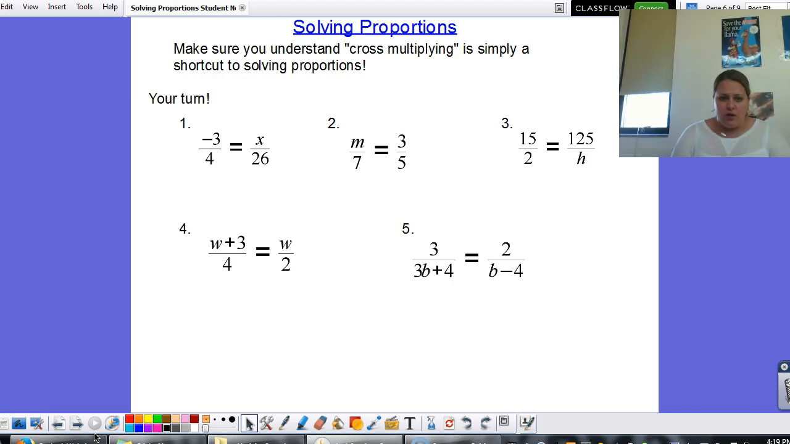Okay, so hopefully you finished working them out and you're feeling pretty good. Here are the solutions. Number 1 is x equals negative 18. Number 2 is m equals 4.2. Ooh, sorry, I don't have that as a fraction. Let me get that real quick. 21/5.